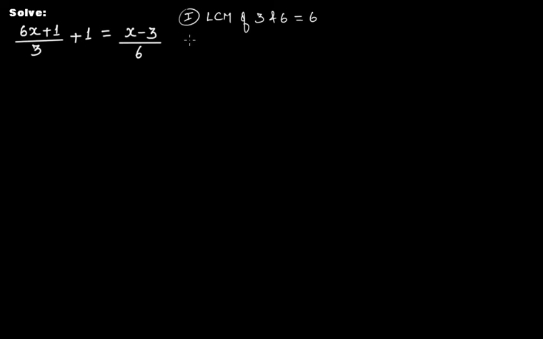So when you multiply both the sides, this becomes 6 times [6x plus 1 by 3 plus 1]. You can see here we have put this whole thing in a square bracket, and outside this square bracket is 6, because we have to multiply this complete side with the number 6. Then 6 times x minus 3 by 6.